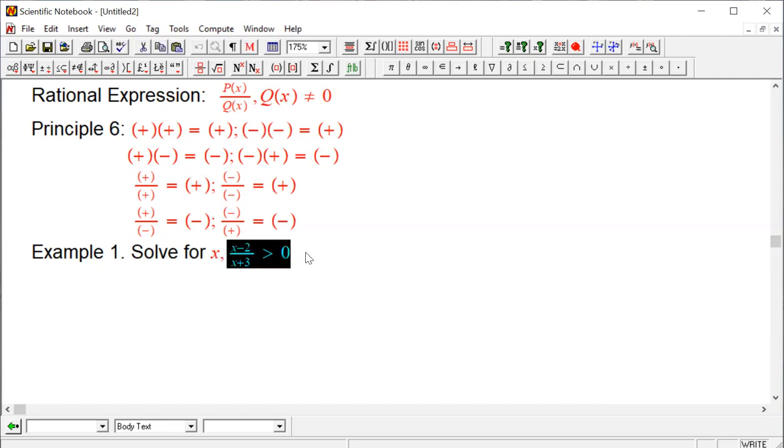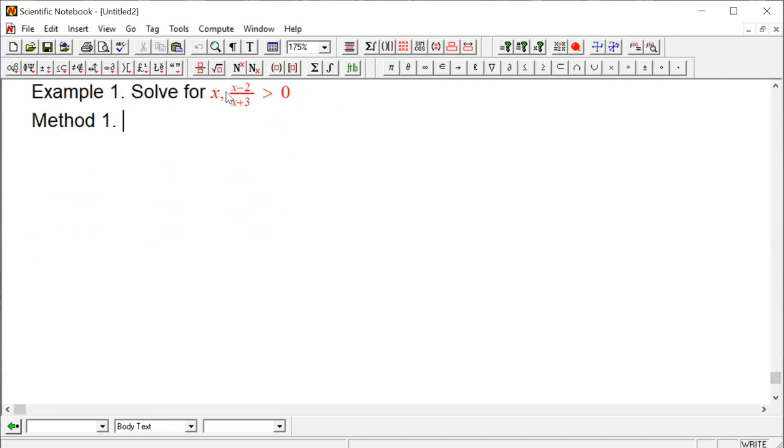So how do we solve this inequality? Of course, there are multiple methods. The first method is to look at the sign. Where does x minus 2 change its sign? Where does x plus 3 change its sign? If you have learned these methods, you probably remember that we set the numerator equal to 0, and we set the denominator equal to 0.